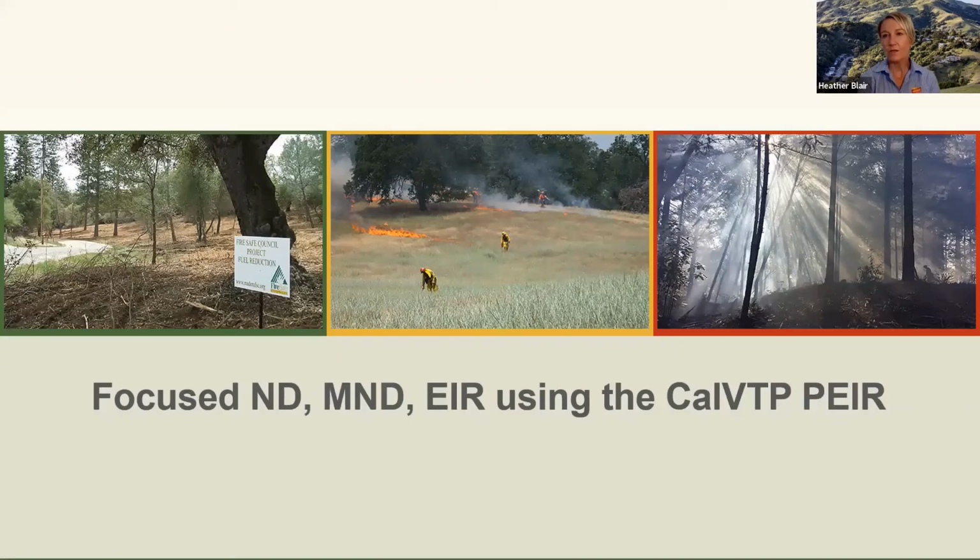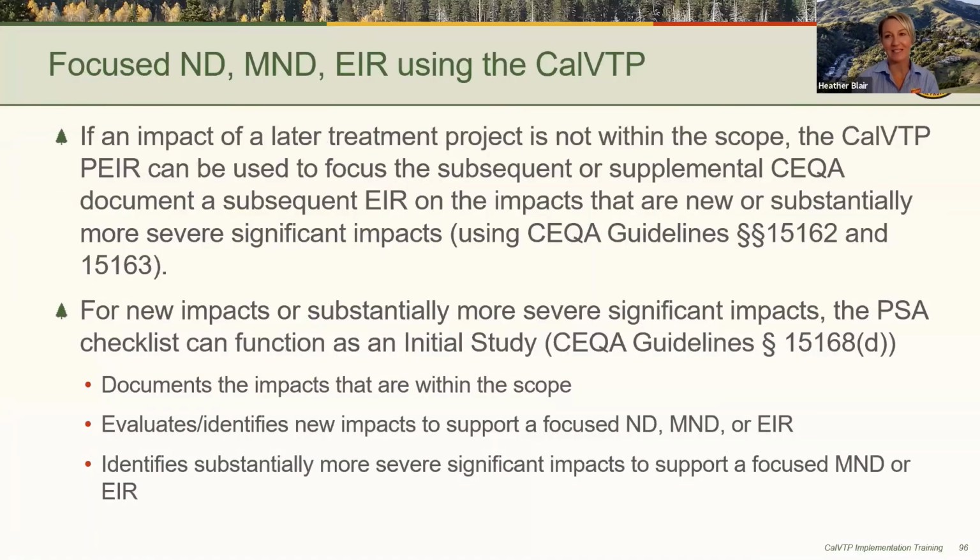And so now we're going to discuss how to use the CalVTP to streamline CEQA if, in fact, a new or substantially more severe significant impact is identified. It's not likely, but it's possible. All right, next slide. So if such an impact is identified, that impact is not within the scope of the CalVTP program EIR, and it must be addressed in either a negative declaration, mitigated negative declaration, or EIR.